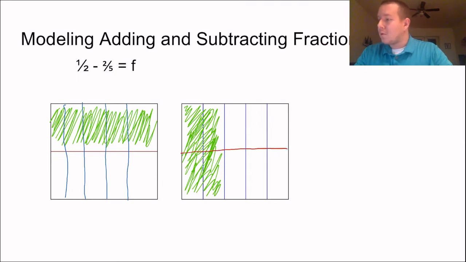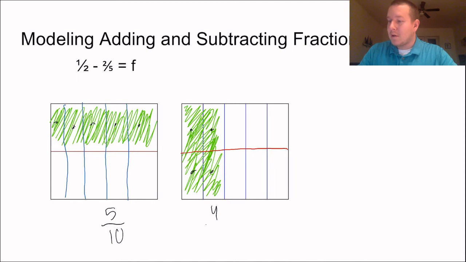So once again, we would go back and start counting how many rectangles are shaded in. So 1, 2, 3, 4, 5 out of the 10 rectangles are shaded in, okay? And on here we have 1, 2, 3, 4 of the 10 rectangles shaded in. Now we can subtract these. So 5 minus 4 would give us 1/10, which makes sense.